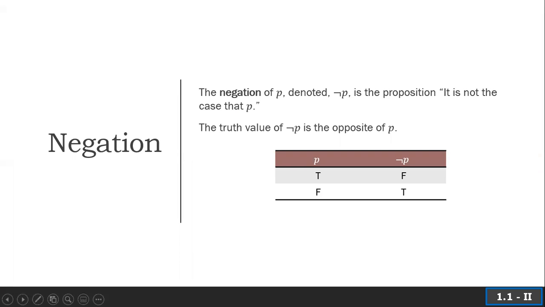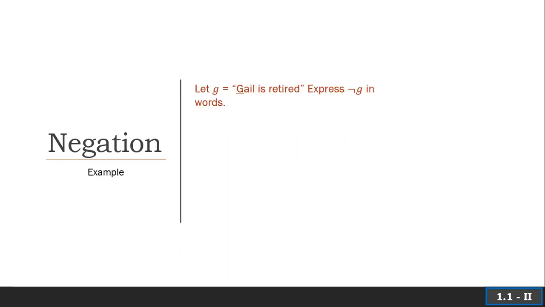The negation of P, we're real creative here, little p to stand for any proposition, is denoted with a bar P. It is the proposition, it is not the case that P. So the truth value of not P is the opposite of P. Pretty straightforward stuff there. Let's take a look at a quick example.